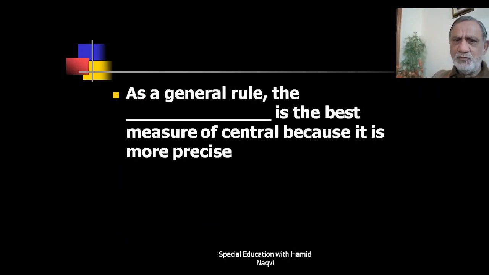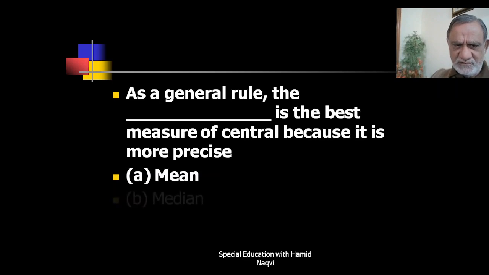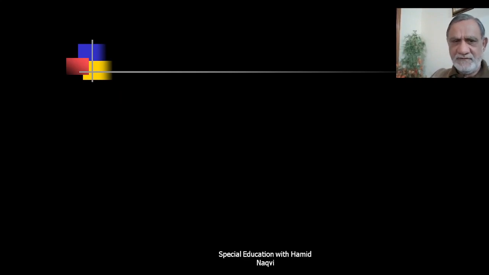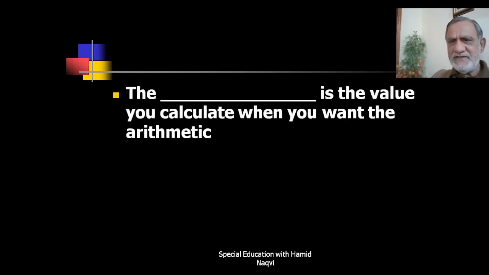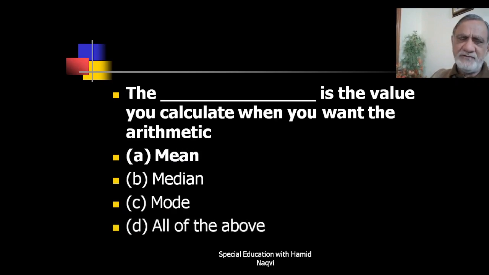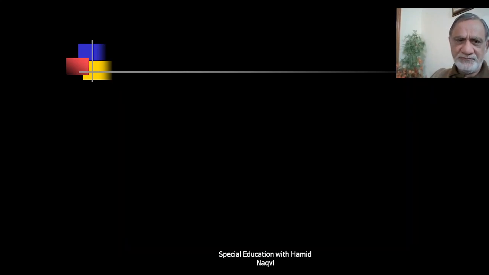As a general rule, the dash is the best measure of central because it is more precise. Mean, median, mode, or range. Mean is the best measure. The dash is the value you calculate when you want the arithmetic mean, median, mode, or all of the above. First one, that is the mean. The mean is the value you calculate.